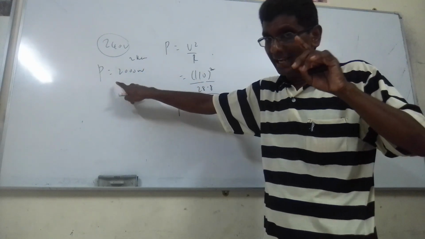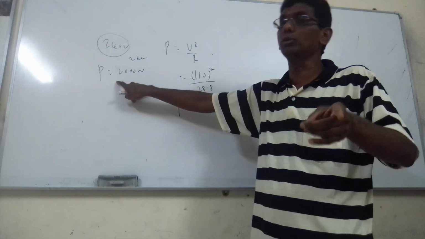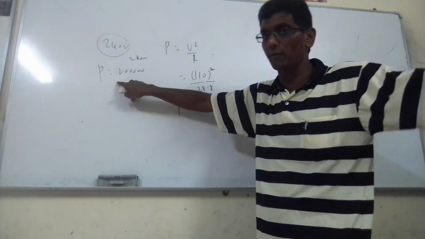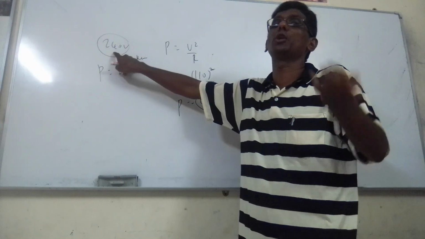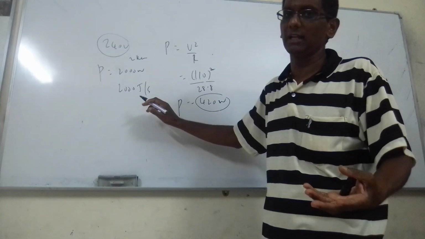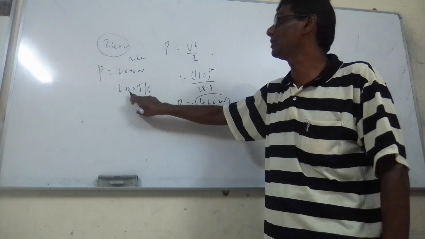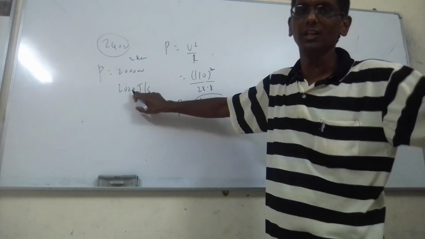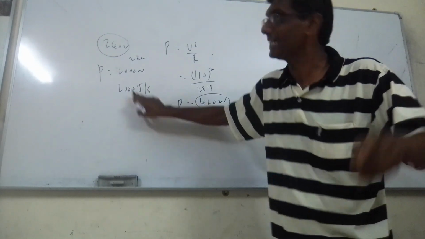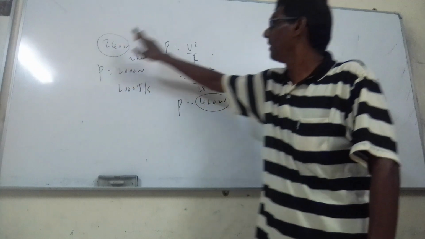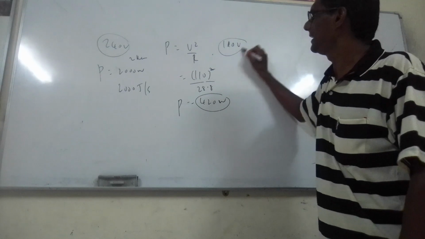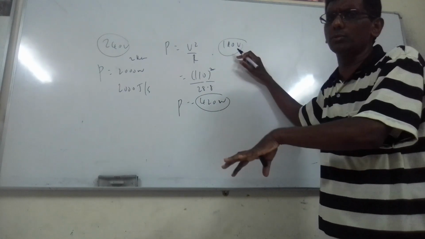To get 2000 watt of power from the heater, you have to connect it to 240 volt. That is 2000 joule per second of energy. Every second it releases 2000 joule of heat energy when the heater is connected to 240 volt. But here, the same heater is connected to 110 volt.